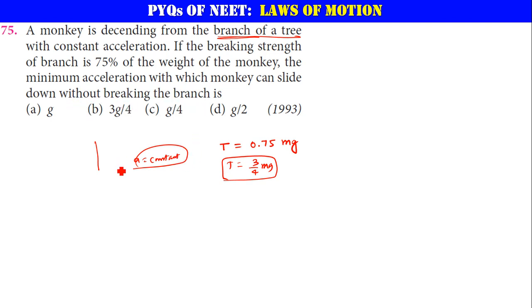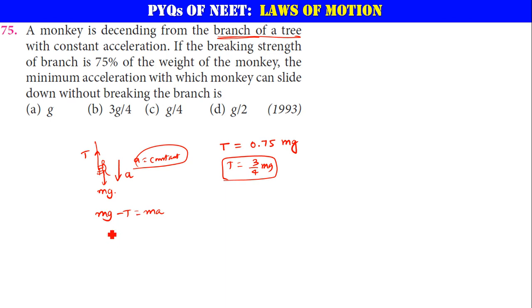So basically, the monkey has to slide down. There is a beautiful monkey here. This monkey has to slide down. That means the acceleration is downwards. Now if you consider, the tension will be acting upwards, and mg will be acting downwards. So he's asking what should be the minimum acceleration. Let's find that. Let's apply F net is equal to ma.